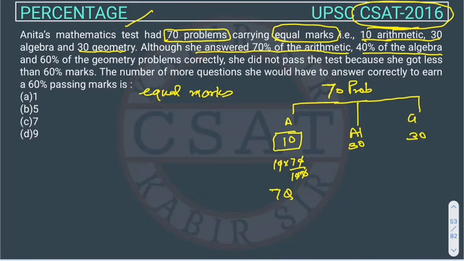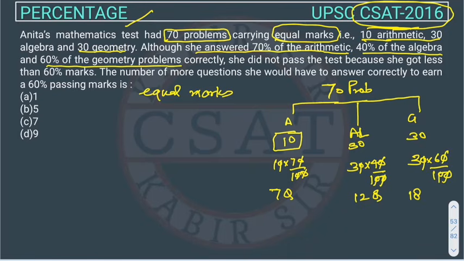40% of the algebra. So this is algebra, right? So she solved 40% of the algebra questions. So how many questions? 12 questions. And 60% of the geometry problems. So 60% of total geometry problems, which are 30. This 0 will cancel this 0. So 18 questions. Right.